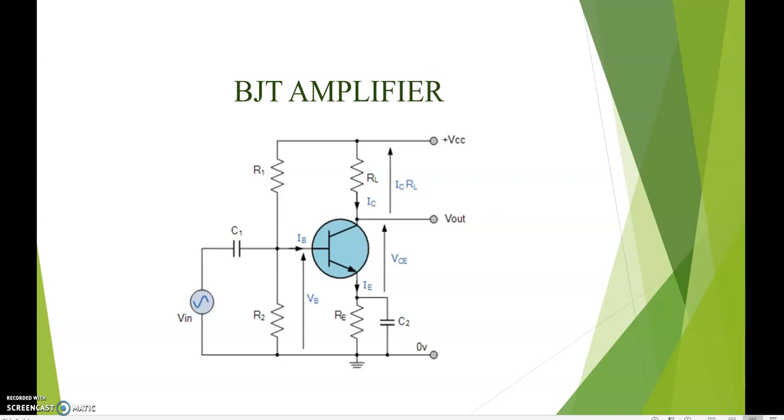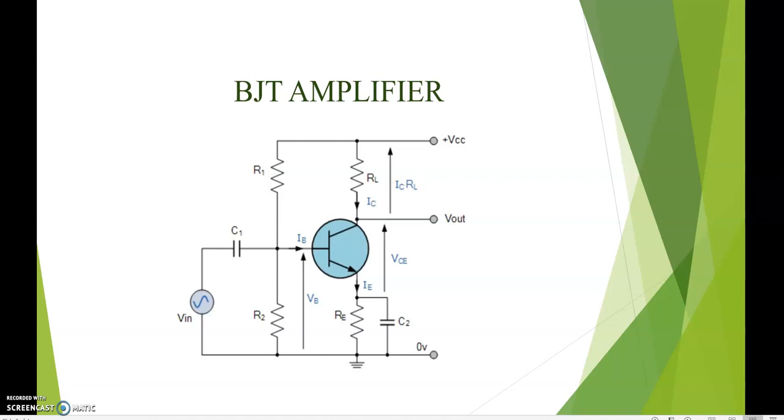BJT amplifier, bipolar junction transistor amplifier. There are three basic single stage BJT amplifier topologies: common emitter, common base, and common collector. Here we are going to analyze the frequency response of the BJT amplifier using the common emitter mode. The common emitter is typically used as a voltage amplifier. In the circuit, the base terminal acts as the input and the collector terminal acts as the output, while the emitter terminal is common. The CE amplifier can provide a very high gain.